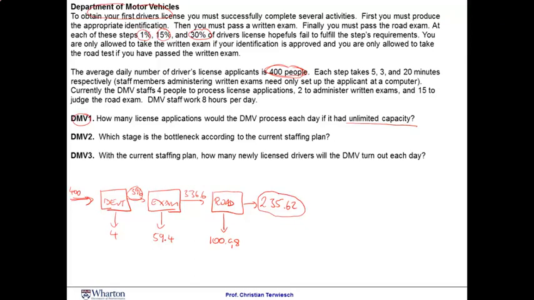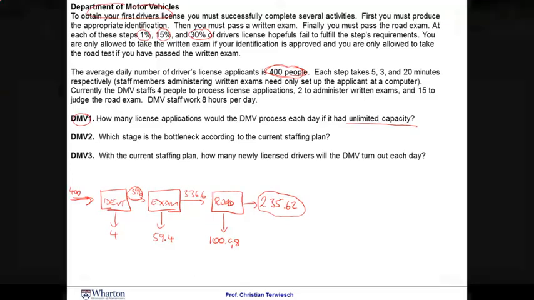Now, that is a big if, right? That's assuming that we have unlimited capacity. And so that's most likely not going to be the case. And so we want to do a separate calculation for the case where we want to find the bottleneck. So let's do this one next.